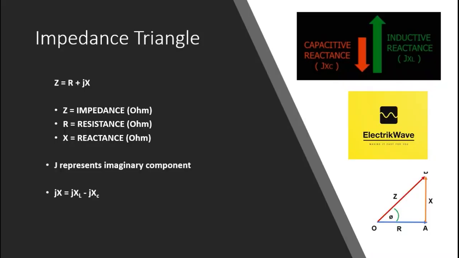Here, Z equals R plus jX, where Z equals impedance, R equals resistance, X equals reactance, measured in ohm. Where j represents the imaginary component. jX equals j inductive reactance minus j capacitive reactance, which are in the same plane but in different direction.